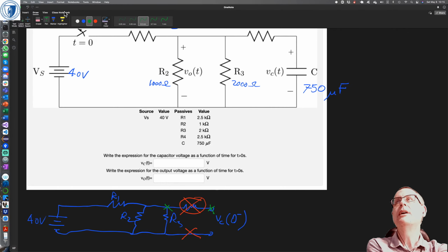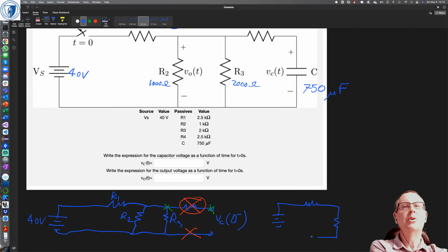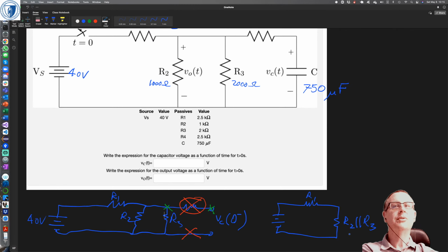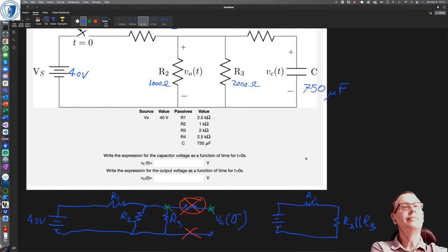Okay, so what does that give us? Well, we can redraw that circuit again, and we've still got the power supply, and we've got R1, but we can draw R2 and R3 as a single equivalent resistance, with R2 in parallel with R3. And then this voltage here is our VC at time 0 minus.